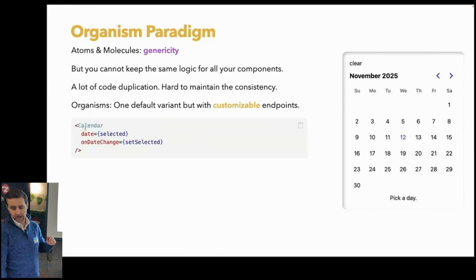So for example, you say that by default, for this calendar, if you don't customize anything, it looks like that. You say, well, there is everything. There is already some logic because you have all the dates. You have a picked day there. You have the clear button to unselect the date. Voilà, that's your default variant.